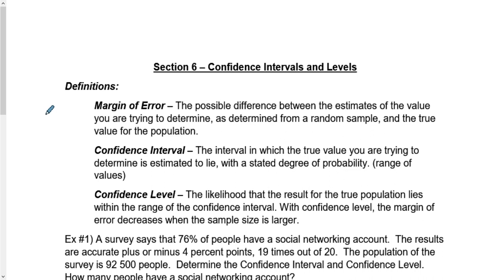Now, the last concept that we're going to talk about with statistics is that one outcome that's kind of by itself. It's going to be talking about confidence intervals and confidence level. So we're going to talk about a few different definitions, and then we're going to get into some quick examples.